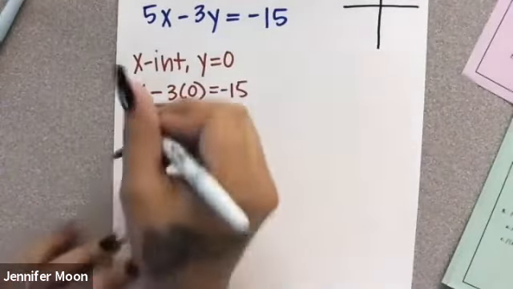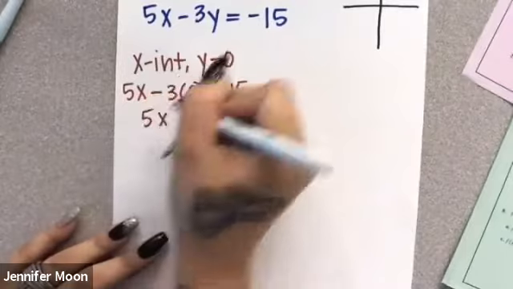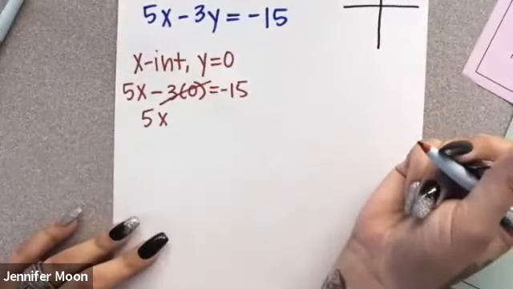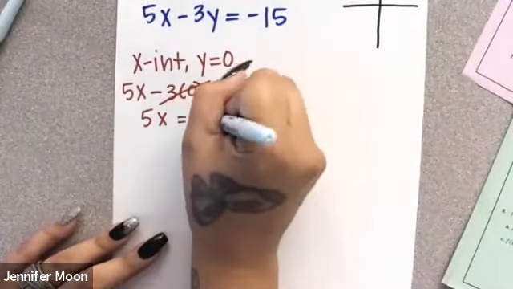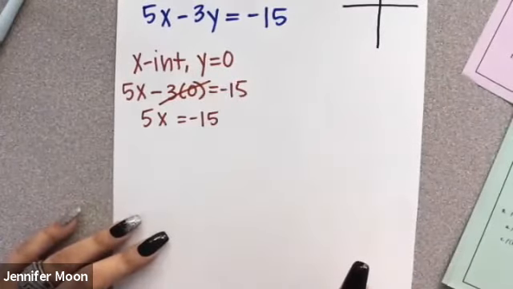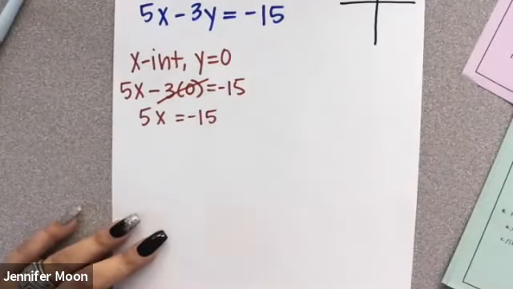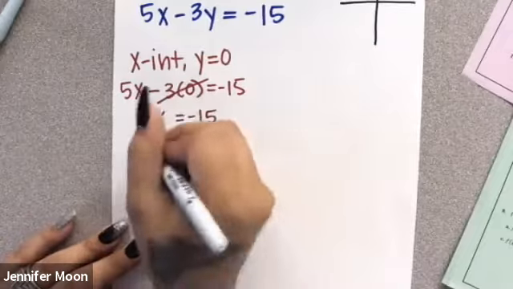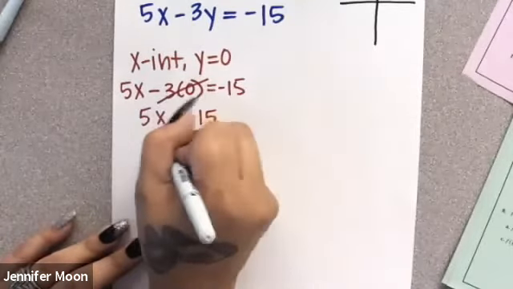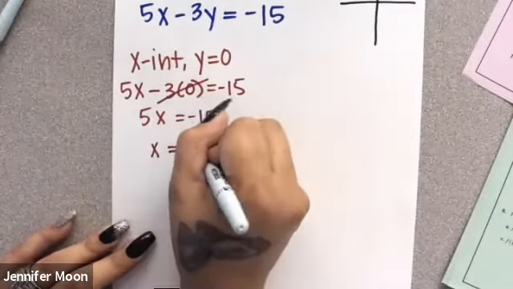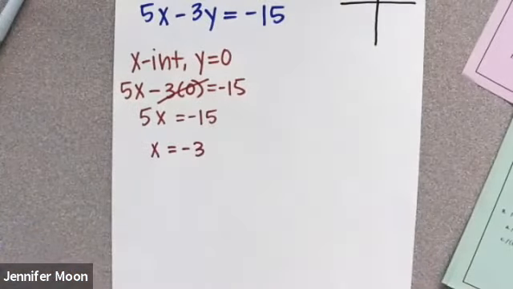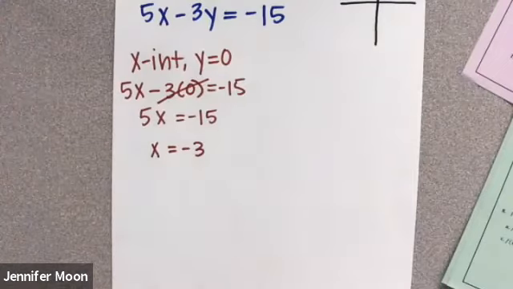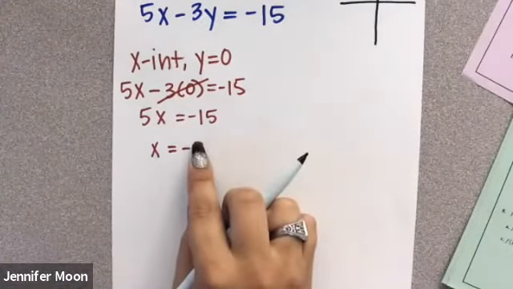So continuing, I get 5x. That went away, right? And then I have a negative 15 over here on the right-hand side. Continue to solve for my x. I would divide both sides by 5, right? And I would get x equals negative 3. So do y'all see how I'm using this, so that I can find my points?